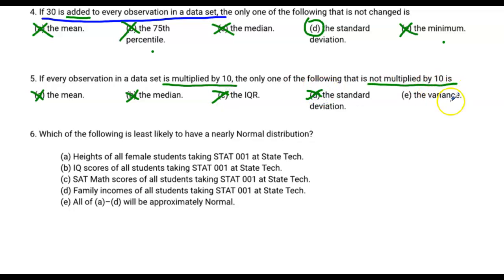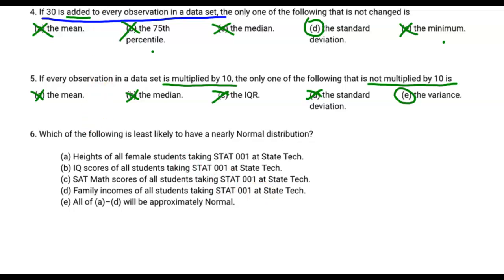The only one left is variance, and there's a reason for it. I know that variance is a sort of measure of spread. However, remember that the variance is equal to the standard deviation squared. So that means if the standard deviation is multiplied by 10, the variance is actually going to be multiplied by 10 squared. It's not going to be multiplied by 10. It's not the same exact change that happens to every observation in the data set. So since the variance is a different measure of spread than the others, variance is your correct answer.